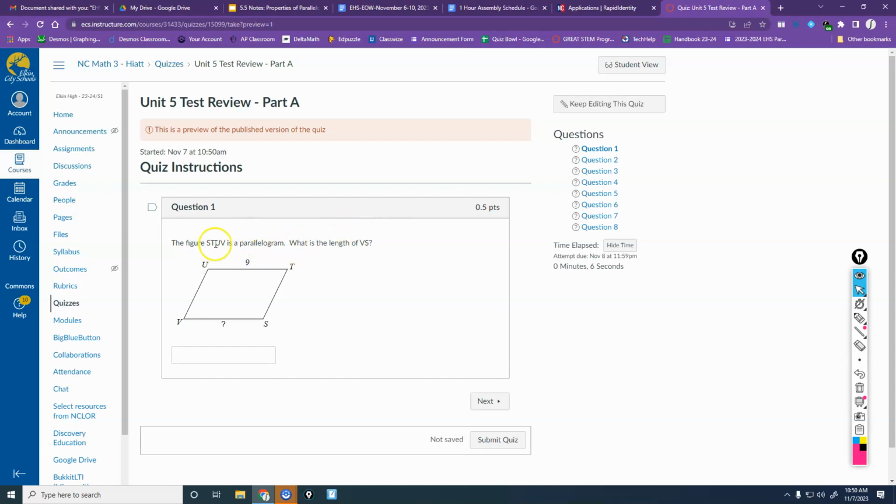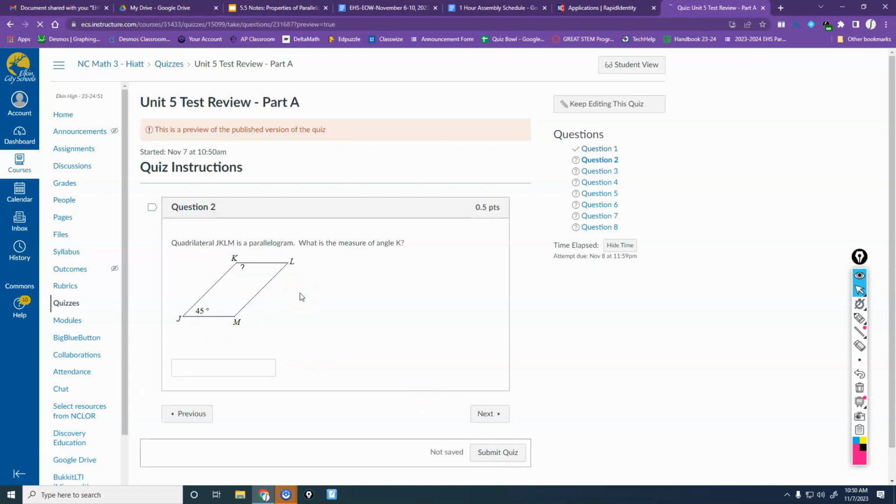So, for example, this first one, that is a parallelogram. What's the length of VS? 9. And then you move on. A few of them are going to be harder than that. Some of them should be fairly simple, though.